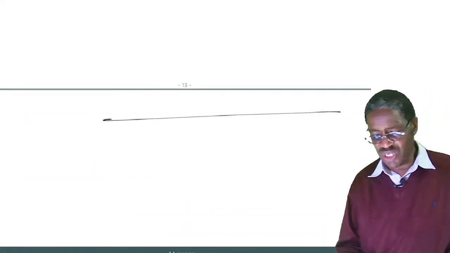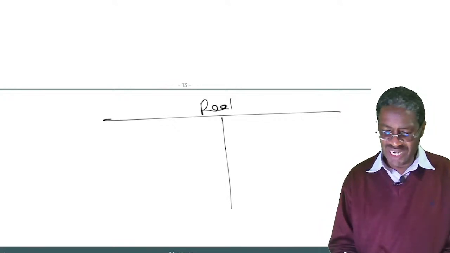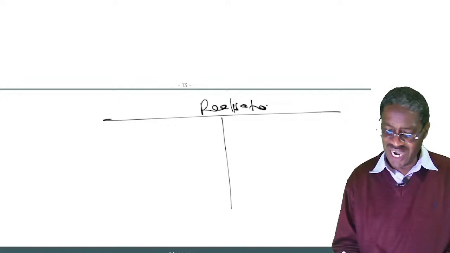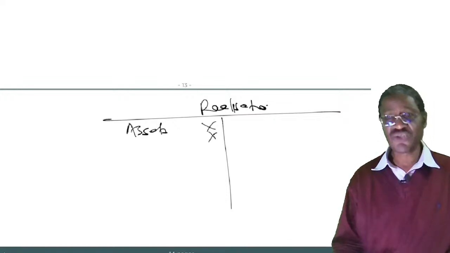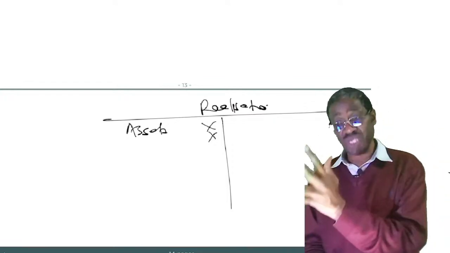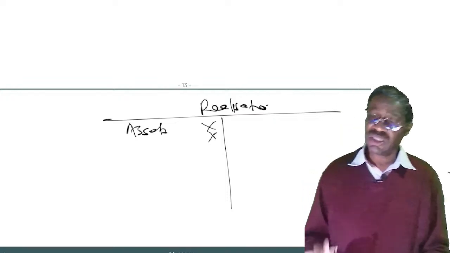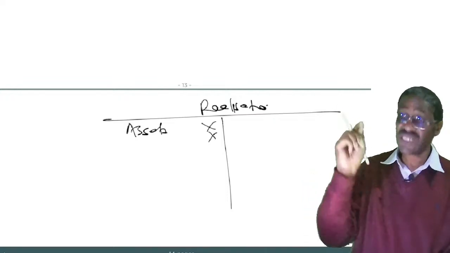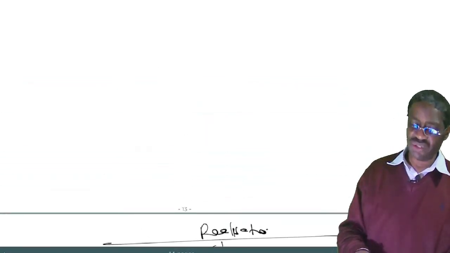So we said you debit realization and you credit the asset. Assets are always a debit balance, and so to close them, you credit those assets and you debit realization. That was our entry number one: close all assets taken over at their book values to the realization account.